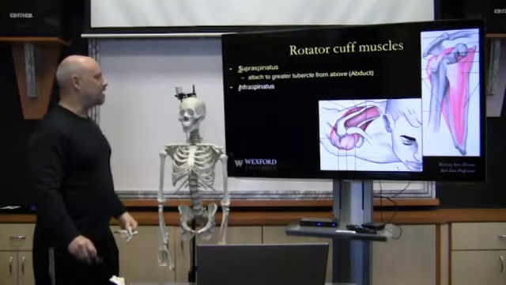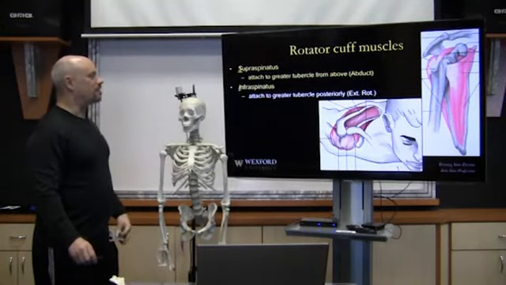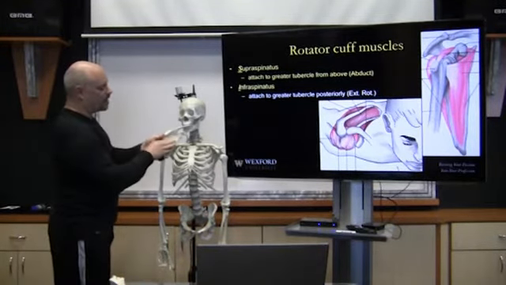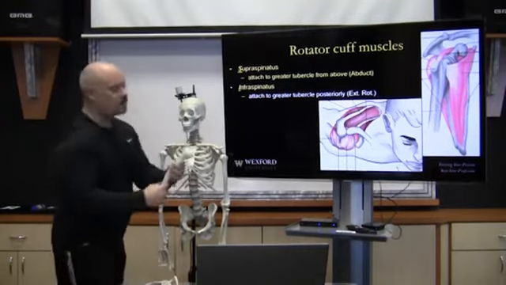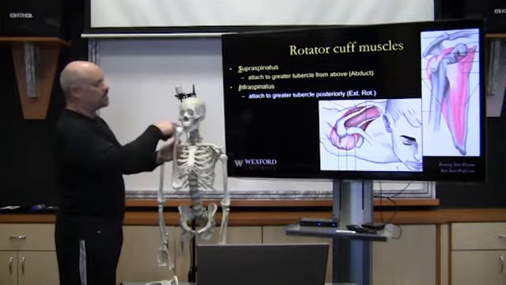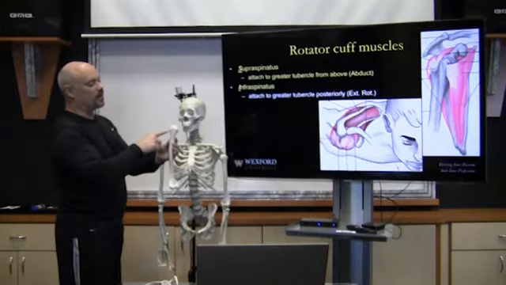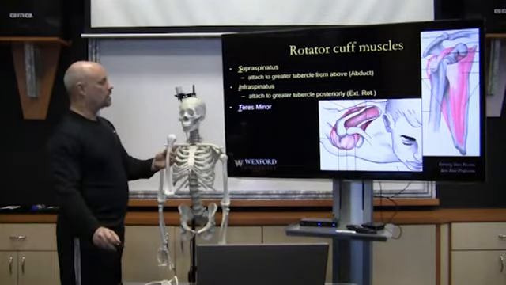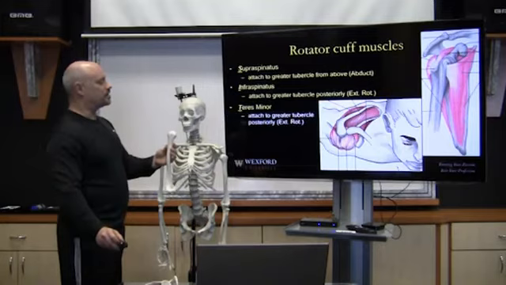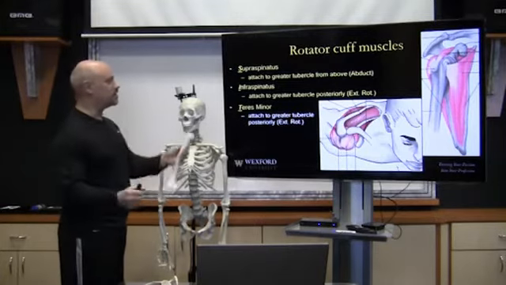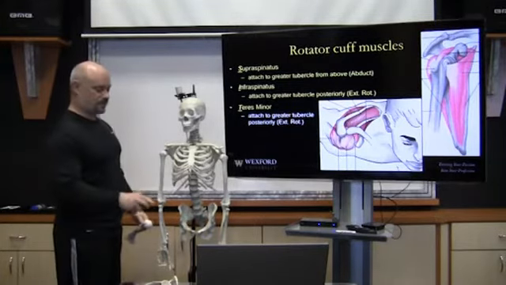We have the infraspinatus. It attaches to the greater tubercle posteriorly. It's attached back in through here and attaches to the back side, to the greater tubercle posteriorly. Here's the greater tubercle. The supraspinatus is up here. The infraspinatus is back here. Teres minor attaches to the greater tubercle posteriorly, just below the infraspinatus, and it causes external rotation. So does the infraspinatus, external rotation.